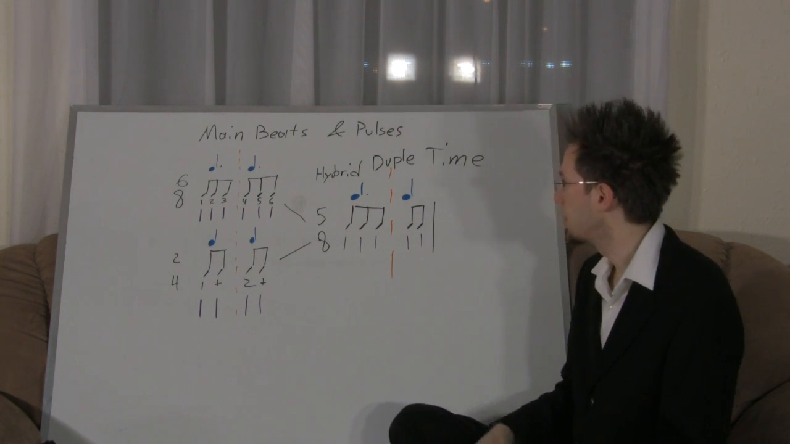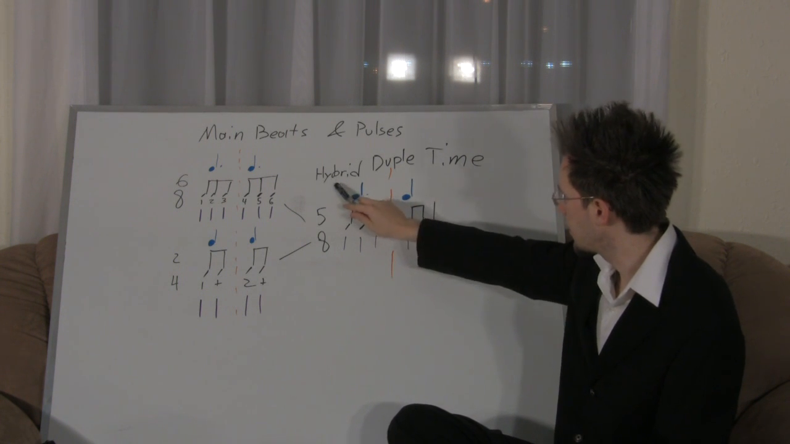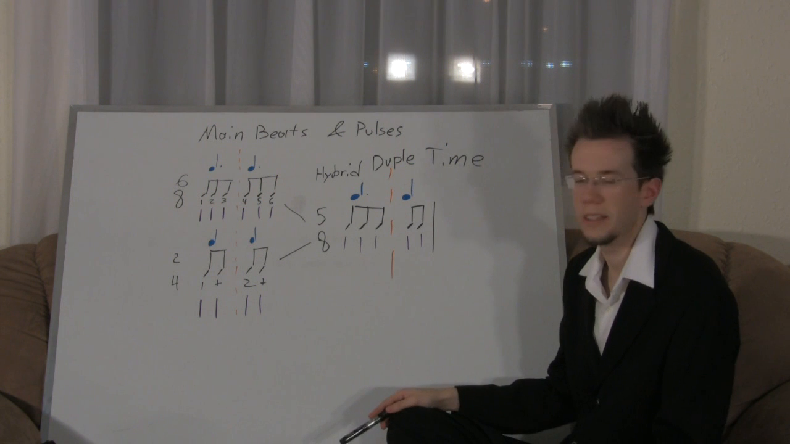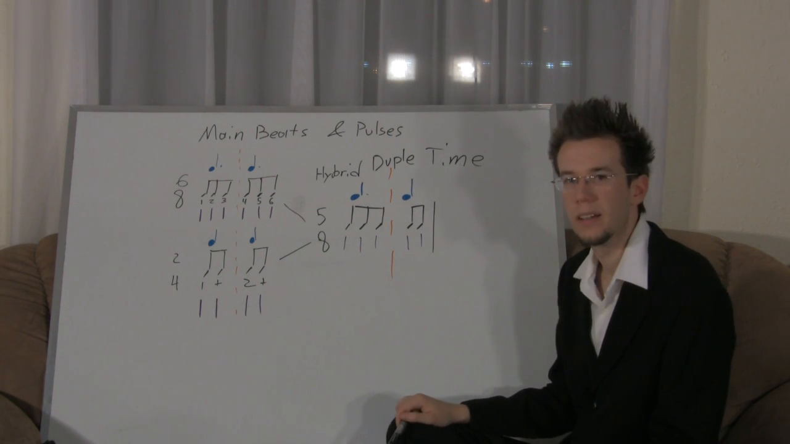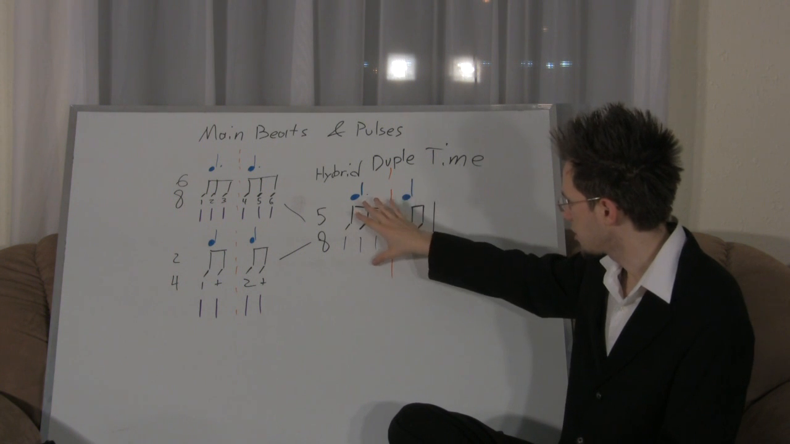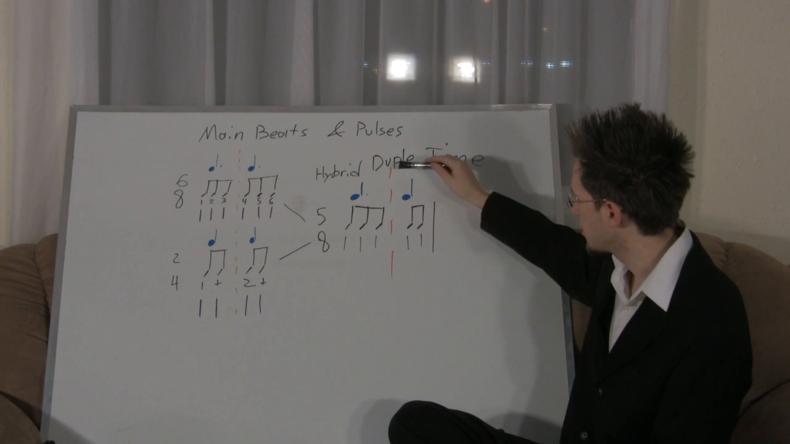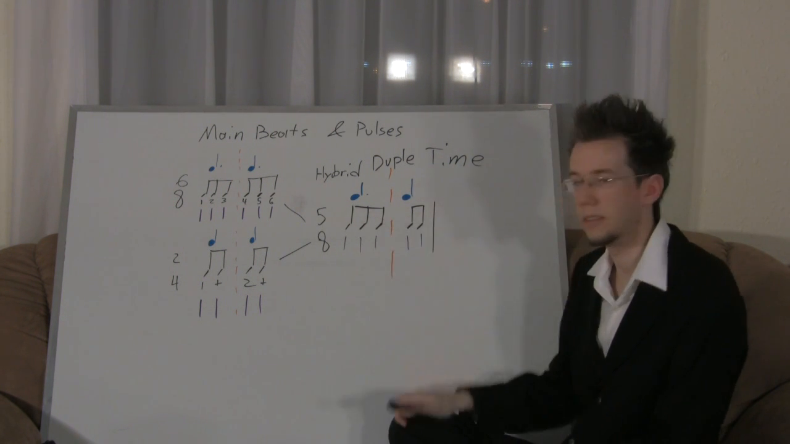So anyway, now, why is this called duple? Like we have hybrid duple time. Well, what is duple about this? When you just look at this, you're like, what is duple about it? Okay, try not to look so deep, but take a step back. And now see this orange line right here? How many sides do we have to this?